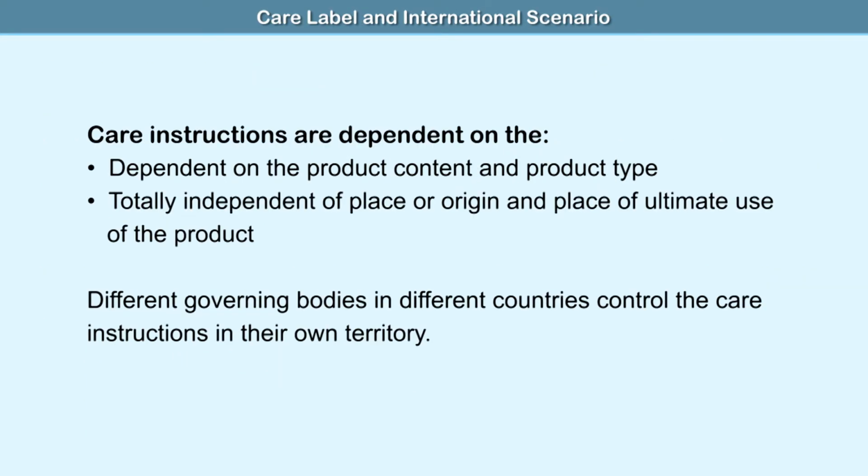Care label and international scenario. Care instructions are dependent on product content and product type. Product content is very important here, wherein it talks about the kind of fabric content it has in case of garments. Let's say 60% polyester, 40% cotton, or 60% cotton or 40% polyester. Product type, whether it is for casual wear, whether it is for formal wear, totally independent of place of origin and place of ultimate use of the product.